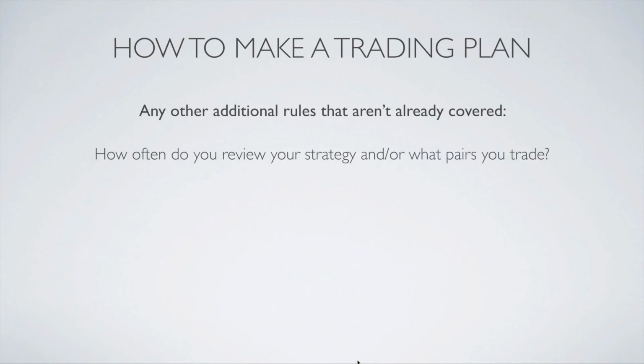For example, how often do you review your strategy and what pairs do you trade? So do you review your strategy every 3 months? Do you carry out a review of yourself and your performance over the last 3 months? Or is it every 6 months? Or is it annually? And highlight your go-to pairs that you trade. And do you tweak those? Do you remove a pair or do you add a pair?